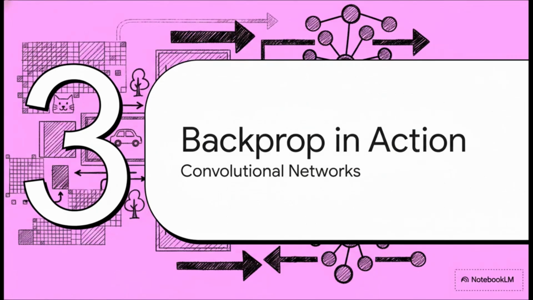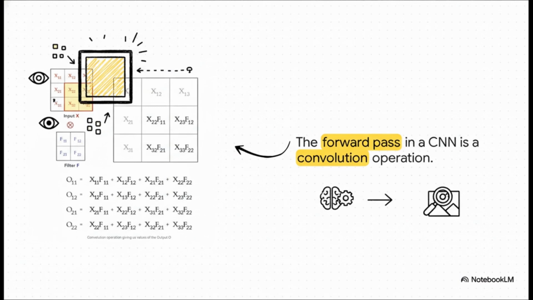Okay, theory is great, but let's see how this thing actually works in the wild. We're going to look at convolutional neural networks. You'll hear them called CNNs, which are basically the rock stars behind most modern image recognition. So in a CNN, that forward pass we talked about looks a little different. It uses a small filter, imagine a little magnifying glass, that slides across the entire input image, looking for one specific thing, like a vertical edge or a patch of green.